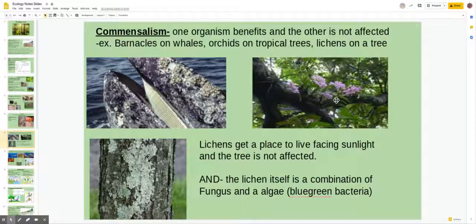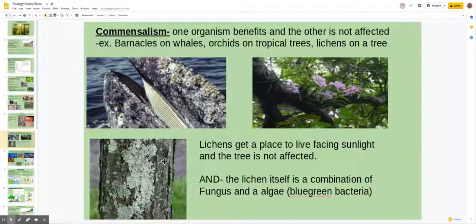Not lichens, orchids in tropical trees. Those are a variety of plant that actually grows on the tree, because if they were to grow on the ground, they would never get enough sunlight. So they've evolved to grow in the tree, and they take advantage of the height of the tree to be able to elevate themselves up to get sunlight.